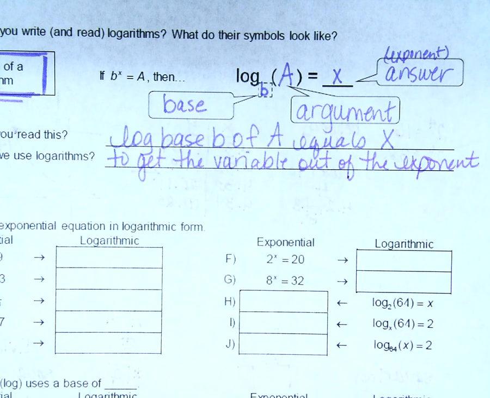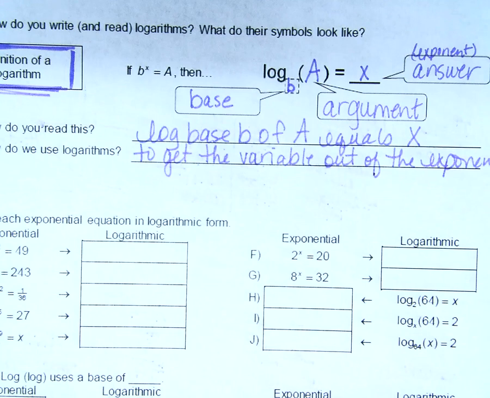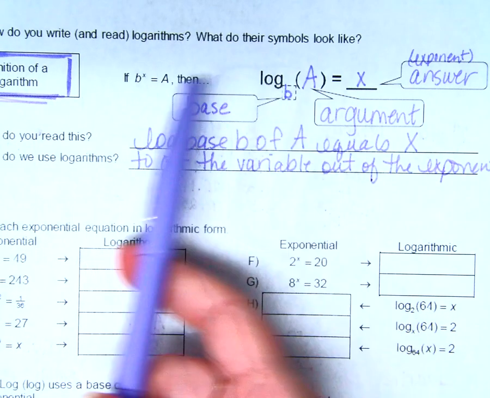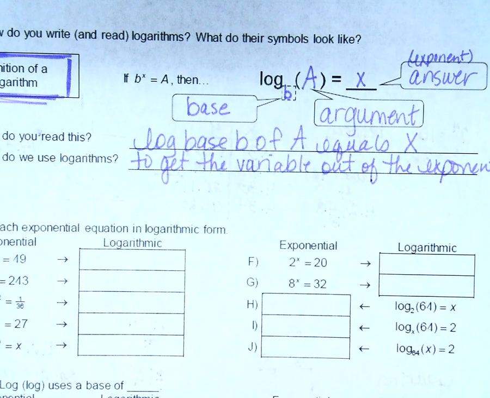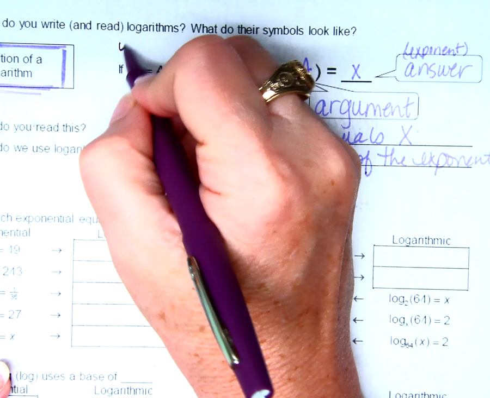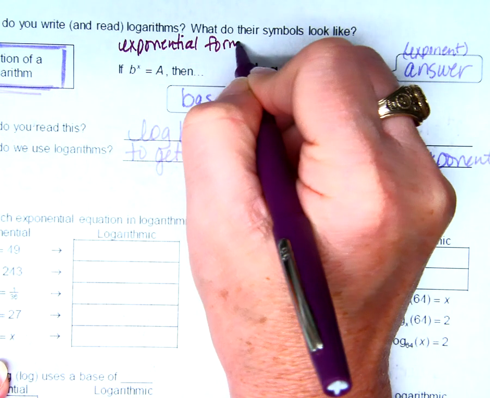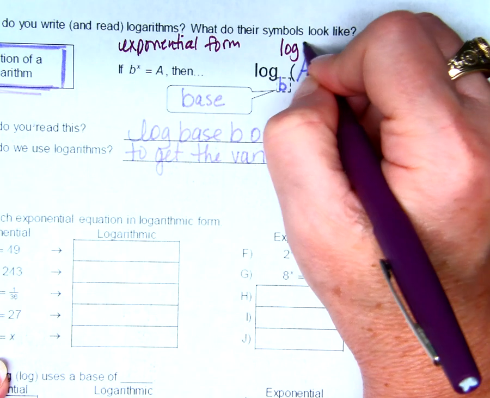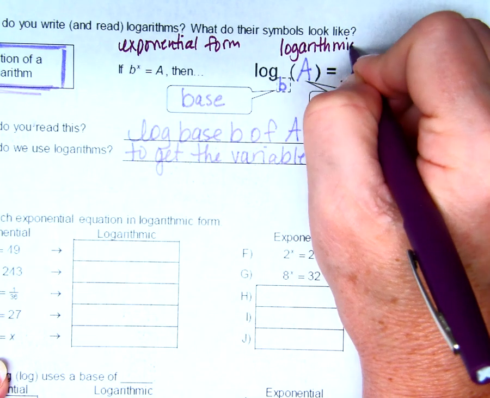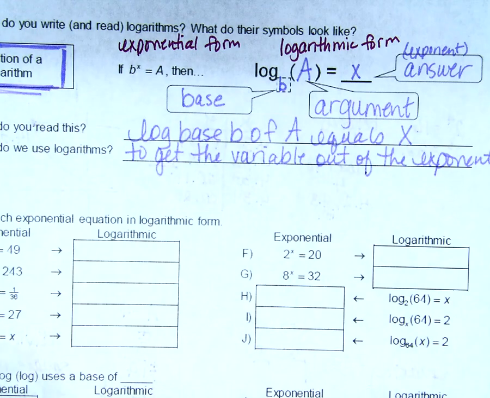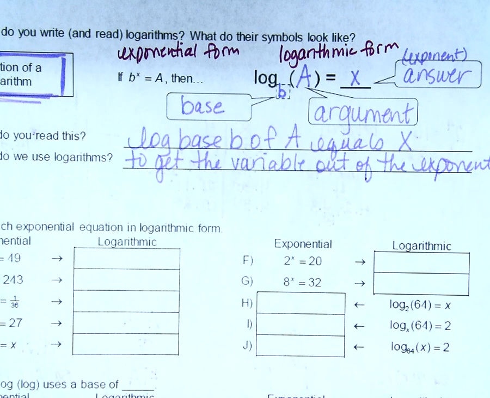So let me give you some examples, okay? Because like I said, one of the most important parts is the definition, and I need you to be able to go back and forth between exponential form, which is what this is, and logarithmic form, which is what this is. Okay? I need you to be able to go back and forth between these two, because that's going to help us solve some of the stuff we need to solve.